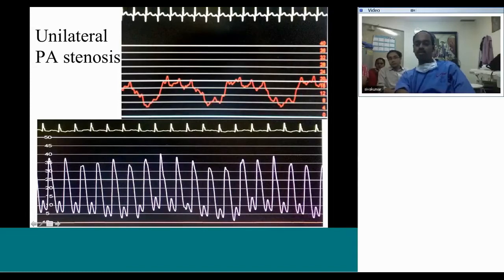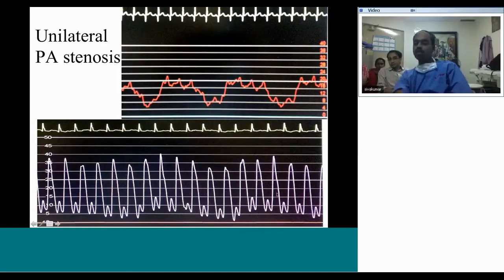Now you pull back the catheter into the proximal pulmonary artery. This is the systolic pressure which goes up to 40, and the diastolic pressure goes to 5 to 6. This is what is called ventricularization of the pulmonary artery pressure. Peripheral pulmonary stenosis produces ventricularization.